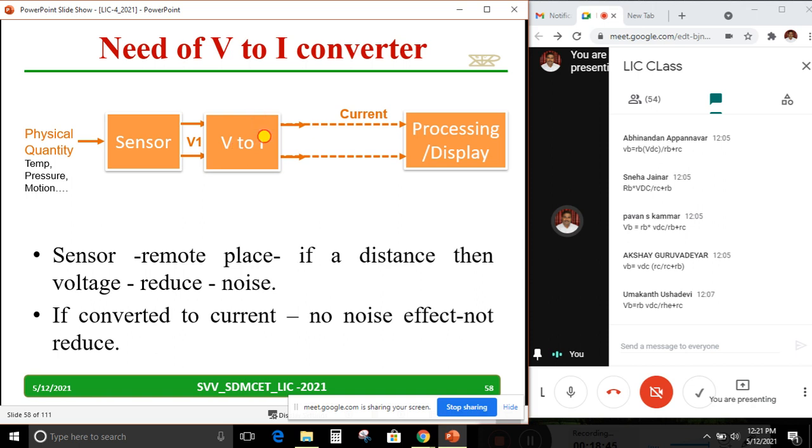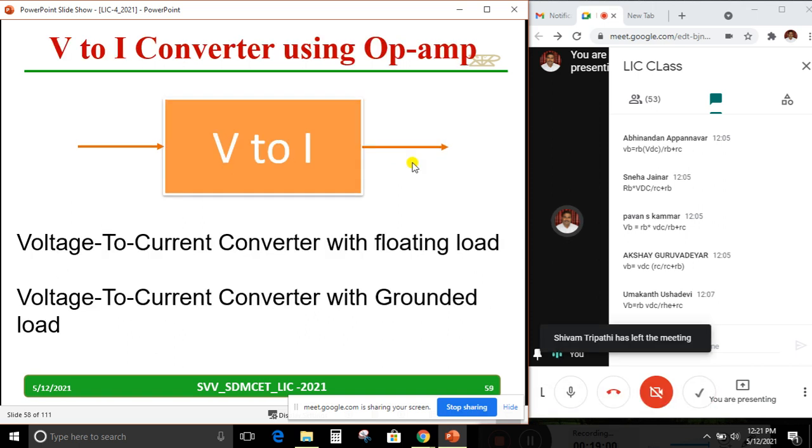So hence, I convert this voltage to current because noise will not be affected. Usually voltage will be affected due to noise, and current can reach a processing or display unit without much interference. Hence, most of the time, we convert voltage to current. There are two methods: one is a voltage to current converter with a floating load, and the other is with a grounded load, but grounded load is not there in the syllabus now.